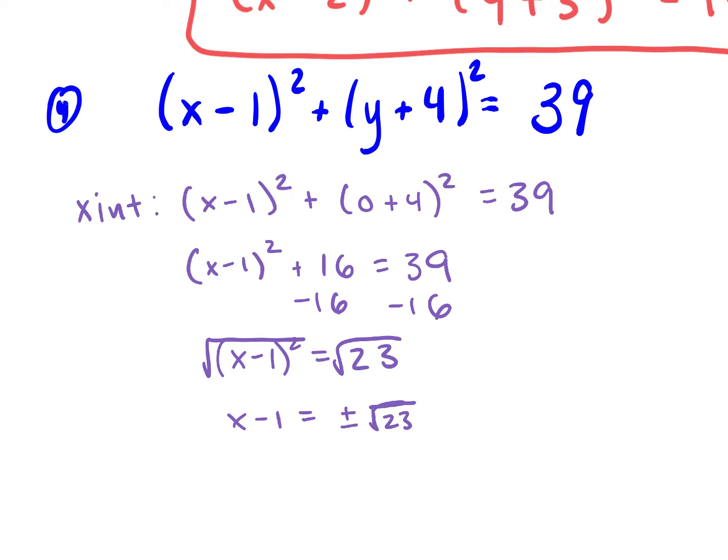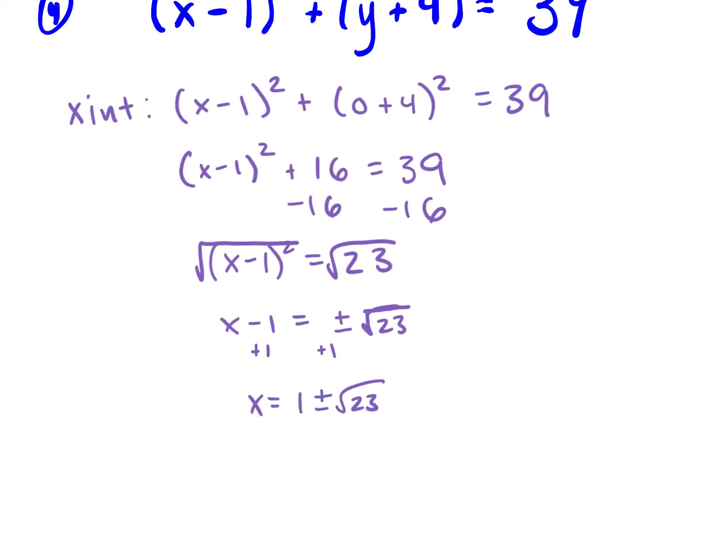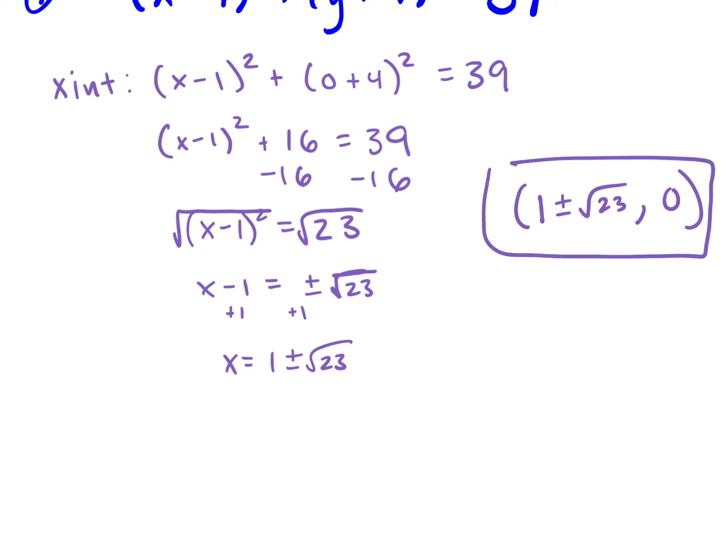I knew you knew it. You just had to say it. And then what's the last step? Add the 1 to the other side. So x is equal to 1 plus or minus square root 23. So my x-intercept, I plugged in 0 for y, so this is going to be the x, so 1 plus or minus square root 23, comma 0. So this is how you would write your x-intercept, as a point. It's not minus. Find the y.